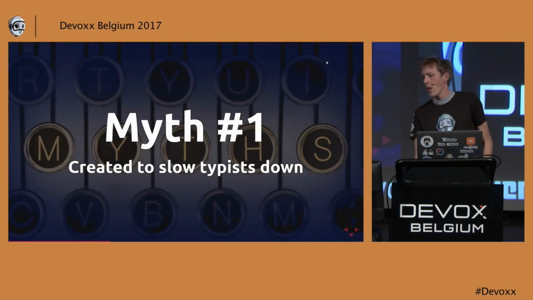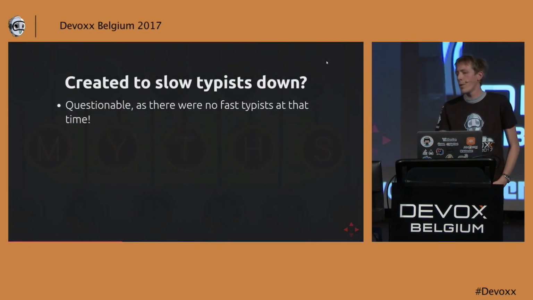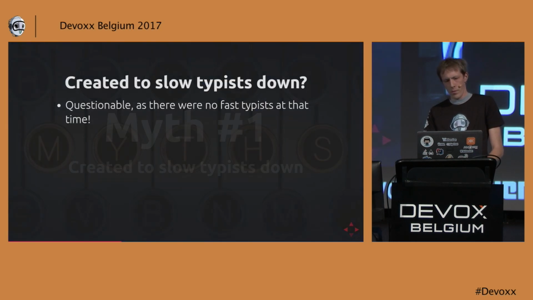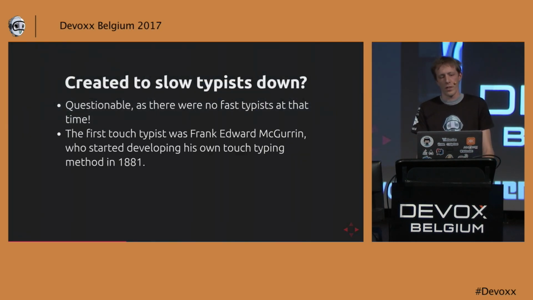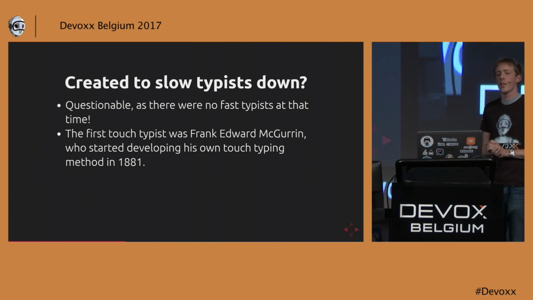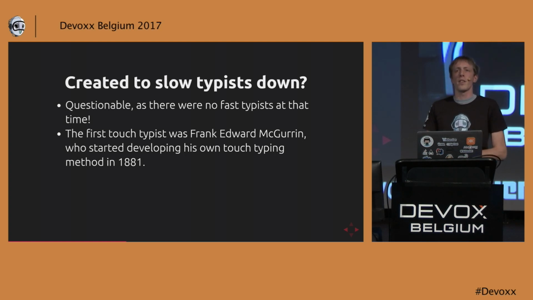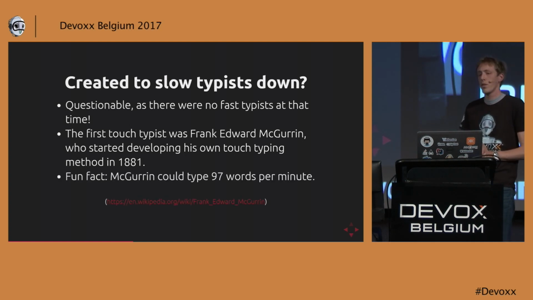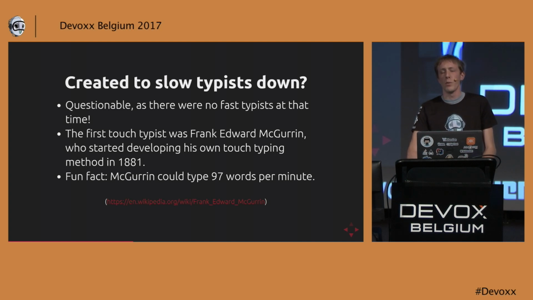Here we go. The first myth: created to slow typists down. Well, actually, this is very questionable, because there were no fast typists at the time. The first touch typist was Frank Edward McGarry. He started developing his touch typing method in 1881, so this is like 8 years after the invention of the QWERTY layout. And this Mr. McGarry could type 79 words per minute, so that's quite fast. I can't get to that speed, but he could.